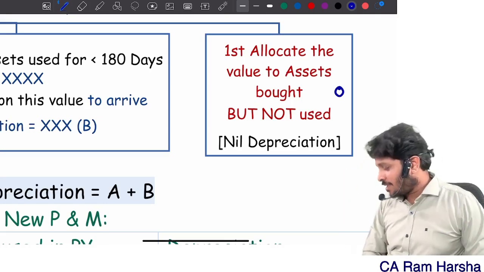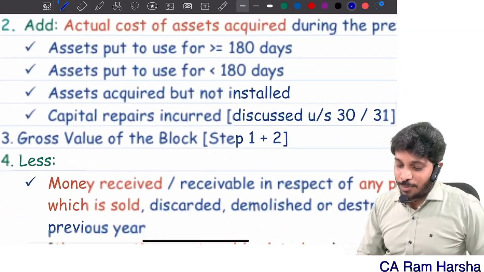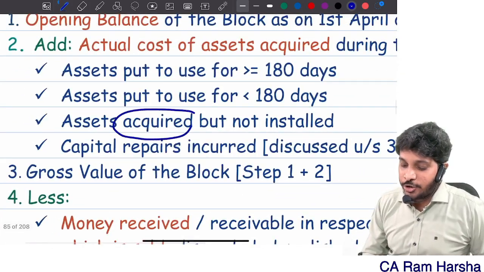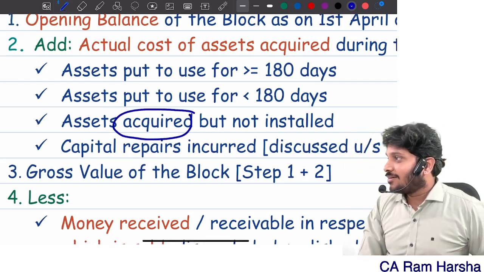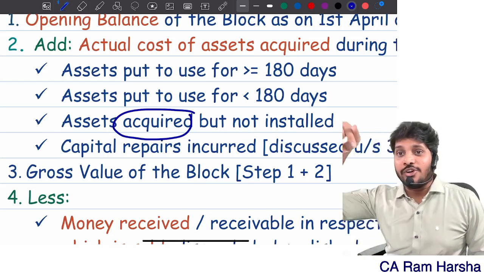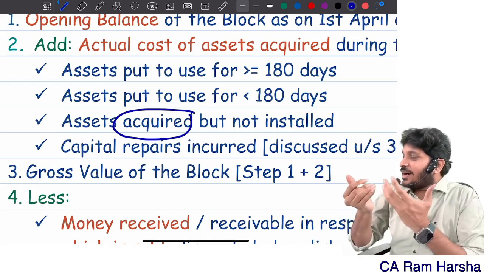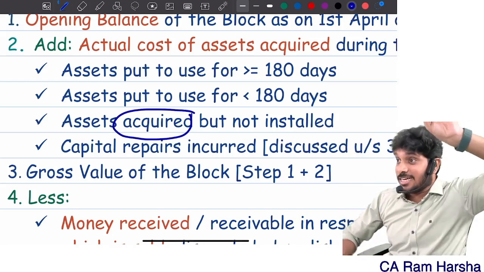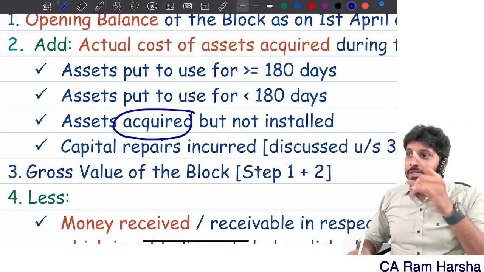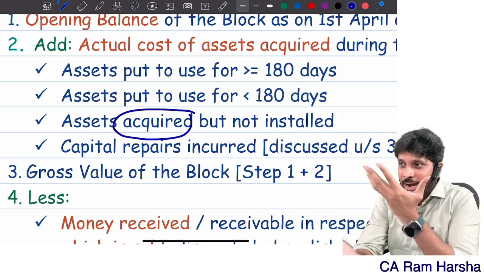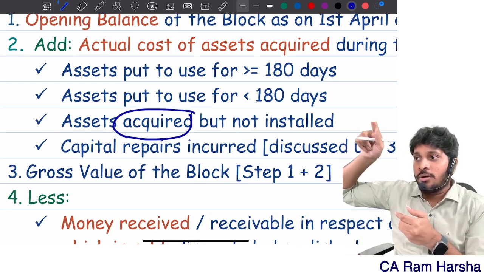I'll tell you. Assets bought but not used means assets acquired during the current year but not used. During the year you must acquire the asset but not install it during the year. Last year it was acquired in that year only and not used, so 2 lakhs was allocated there. But this year, is there any asset which we acquired during the year and not used? No.